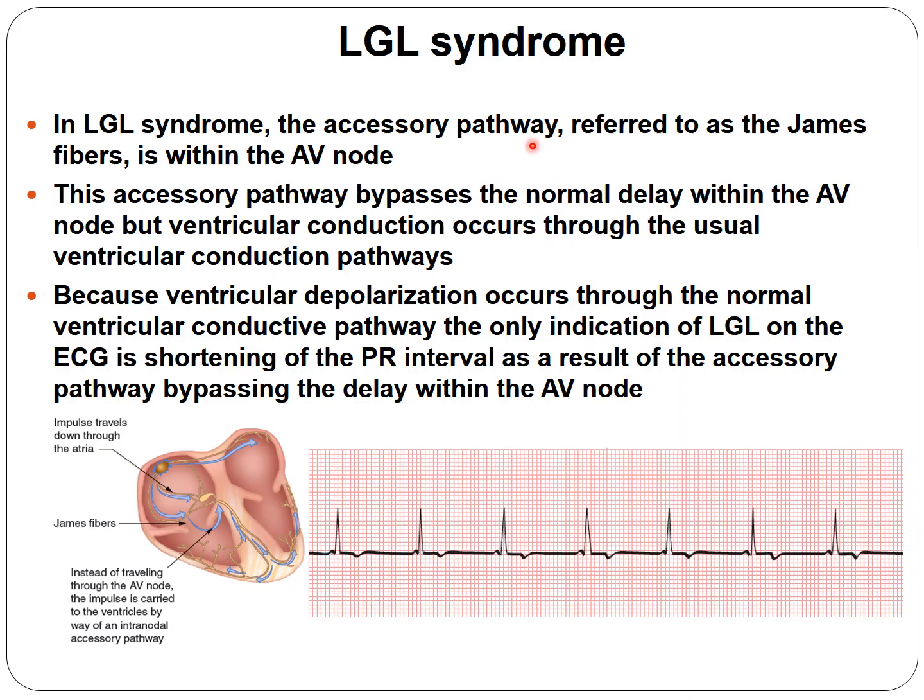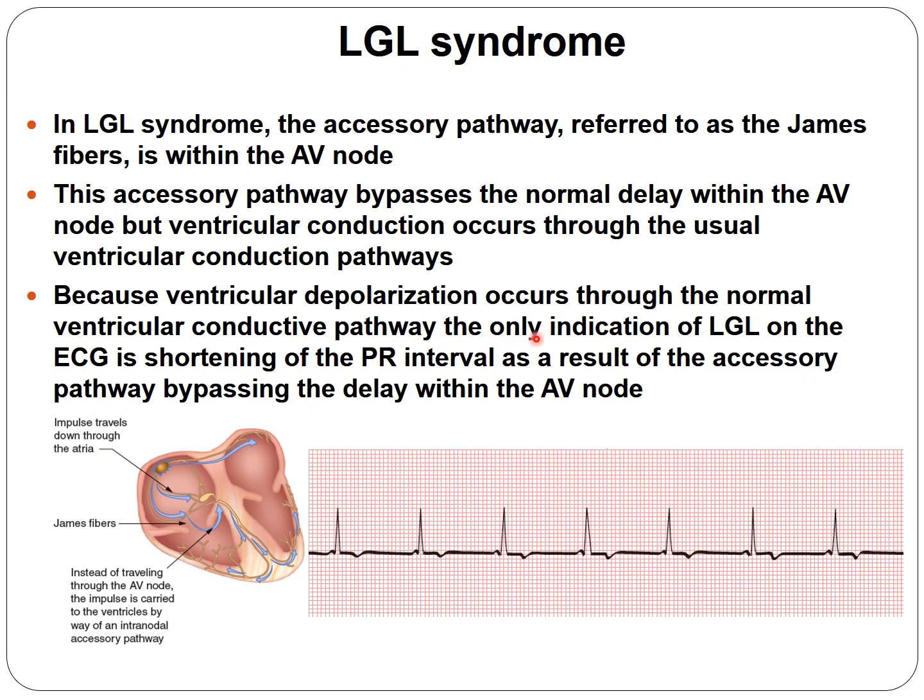LGL syndrome is very similar to WPW syndrome, however, the accessory pathway is referred to as the James fiber. This connects the atrial muscle to the bundle of His. This is how it bypasses the AV node. These accessory pathways do not produce a delta wave because the ventricular depolarization occurs through the normal ventricular conductive pathways.